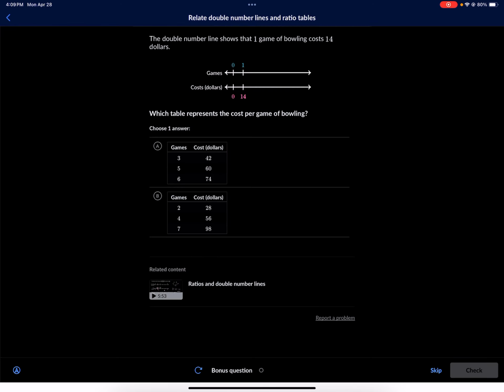The double number line shows that 1 game of bowling costs $14. Which table represents the cost per game of bowling? So I want you guys to go ahead and take a crack at this problem, and then we'll go through it together.